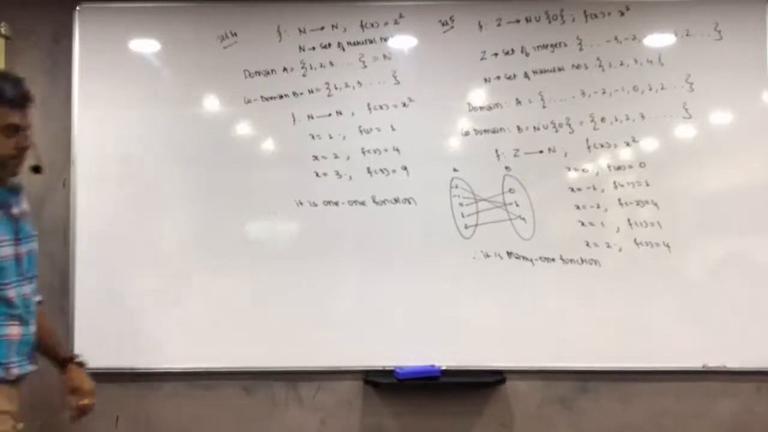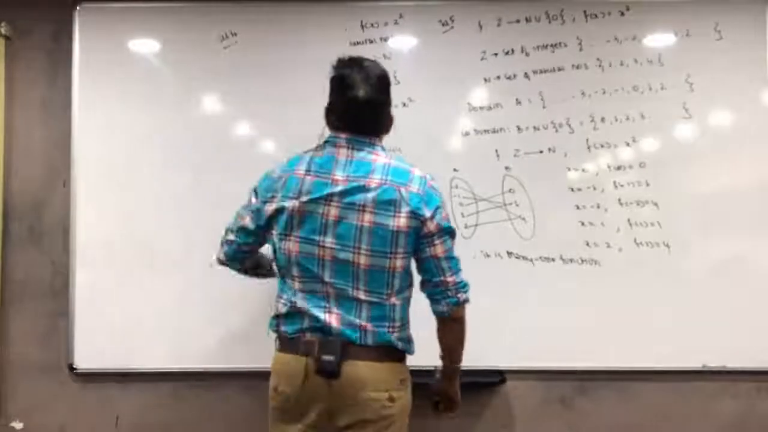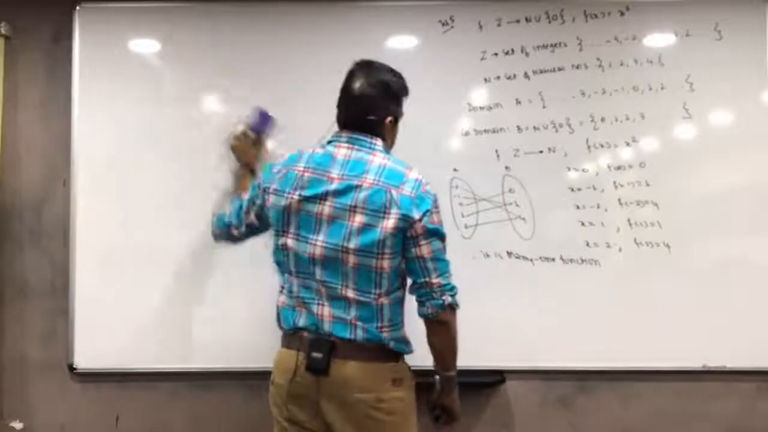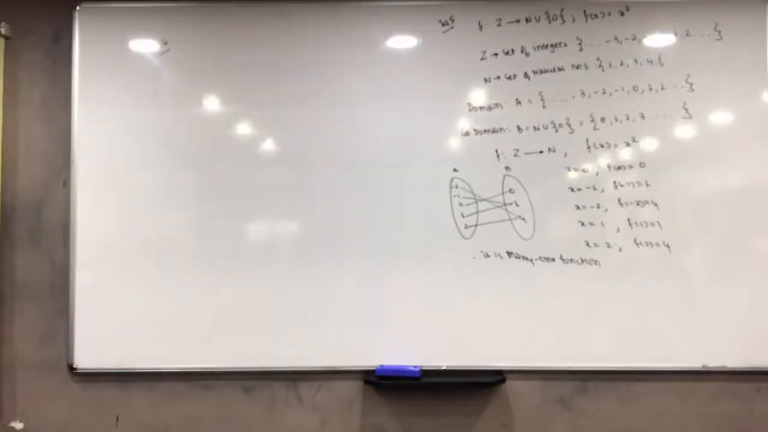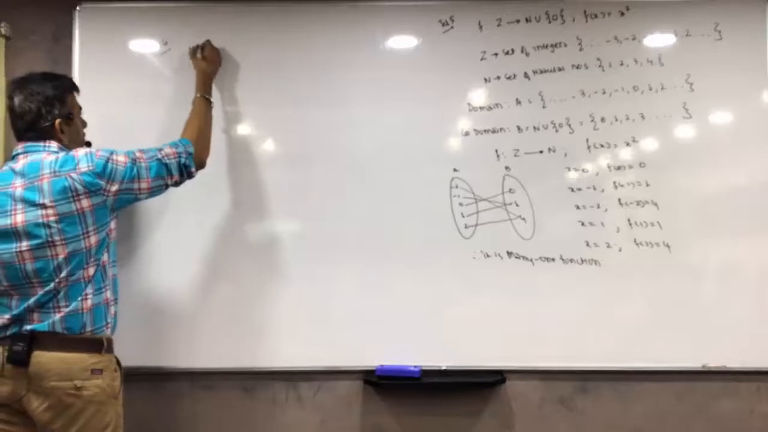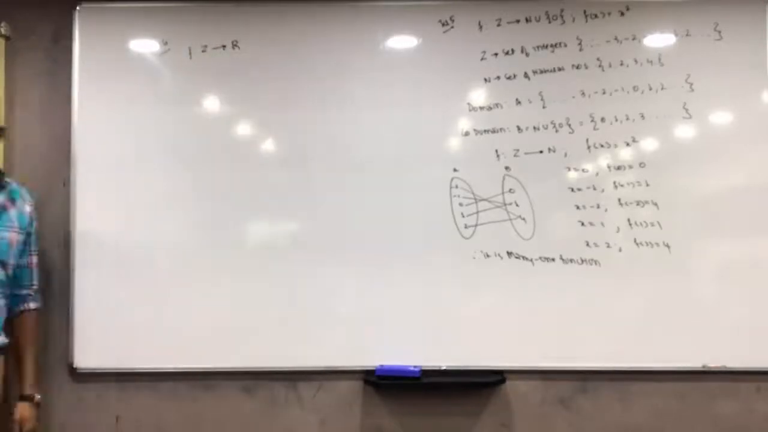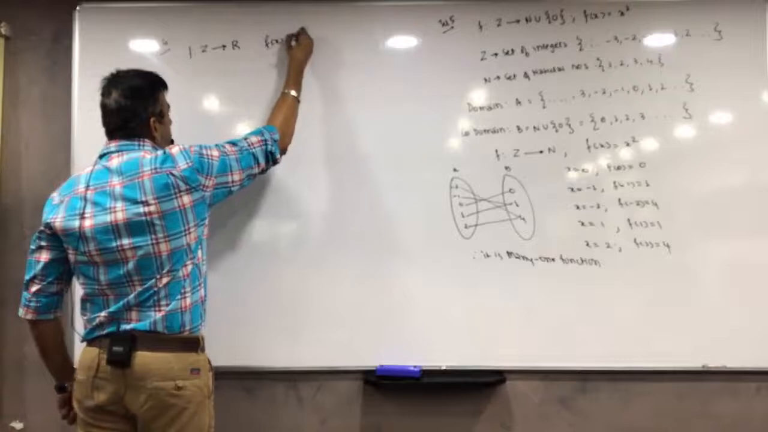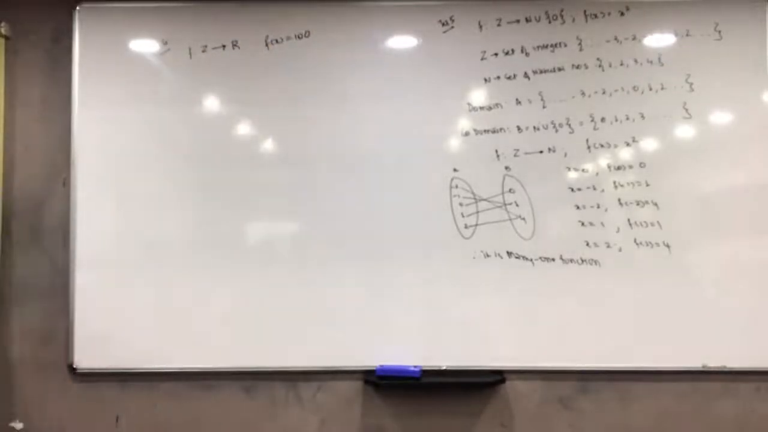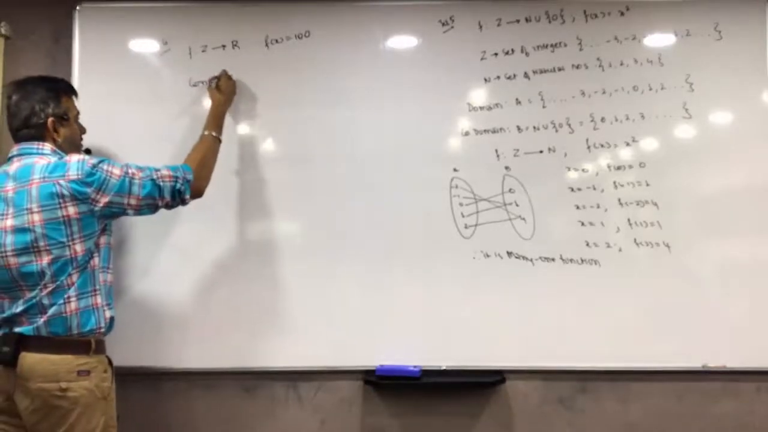Illustration 6. Now, very simple. Seeing the question, you can say it's a constant function because it is a function from set Z to set R, where it is clearly mentioned that f of x is equal to 100. So for any value of x, it's going to remain the same. So what type of function? It is a constant function.